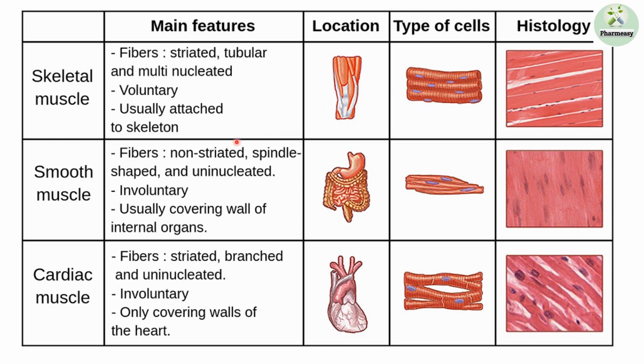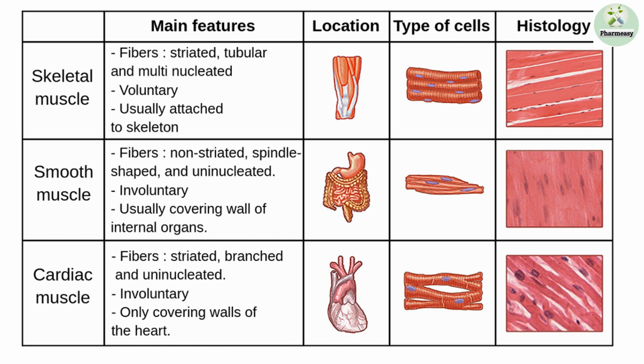And in smooth muscles, fibers are non-striated, spindle-shaped, and single nucleus is present. It is involuntary in nature and present in the internal organs. And in cardiac muscles, fibers are striated. This means they contain sarcomere, and it is branched and uninucleated. It is involuntary in nature, and these muscles are present only in our heart.